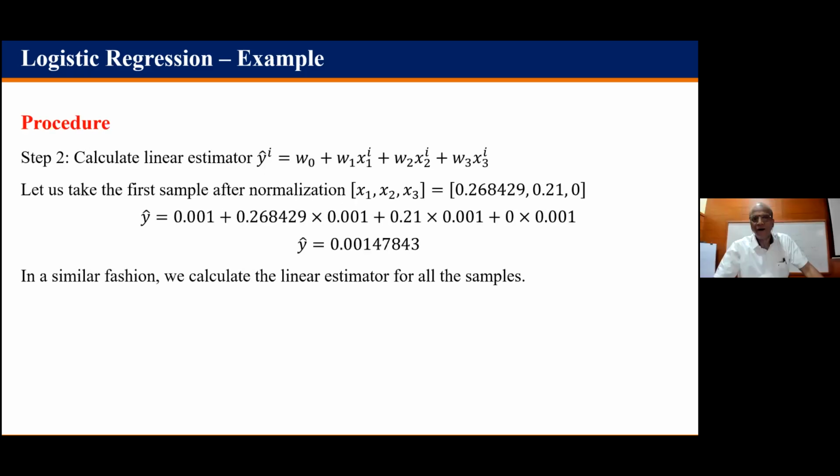Now calculate the linear estimator y hat. For some particular point, let us take the first x1, x2, x3, which are 0.26, 0.210. Using these W0, W1, W2, W3, I'm calculating y hat. One small number, 0.0014, has come. Like that, I can calculate y hat for all the 200 samples. This y hat will now go into the logistic regression.